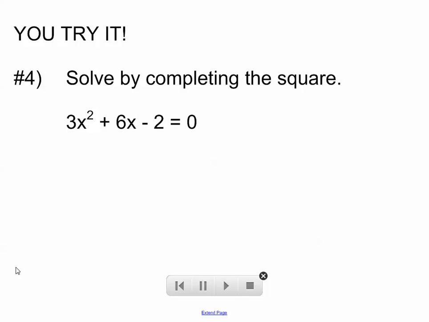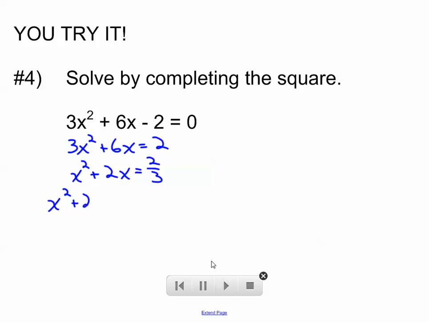One more. Let's solve this one by completing the square. Not going to be pretty. I would use the quadratic formula every time to solve this. But let's add 2 to both sides. Let's divide both sides by 3 to get the lead coefficient to be 1. Half of 2 is 1, and 1 squared is 1, so that's why I'm adding 1 to both sides. 3/3 is 1. That's a perfect square.